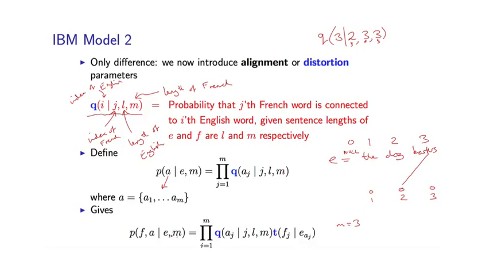The final form of the model is then the joint probability of f and a conditioned on e and the length m. It is a product from j equals 1 to m of q times t, and these t terms are exactly the same as we saw before. So this is t of f_j given e_{a_j}.